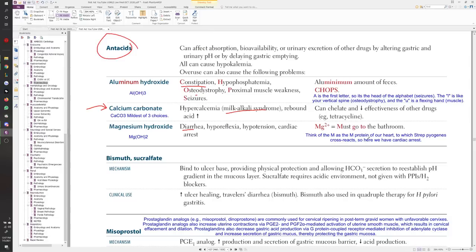So think of the M as the M protein of our heart. Same M protein where strep pyogenes causes cross-reactivity. So in here you get cardiac arrest, which could be dangerous. So no one really tends to use aluminum hydroxide or magnesium hydroxide. Most antacids just have calcium carbonate.